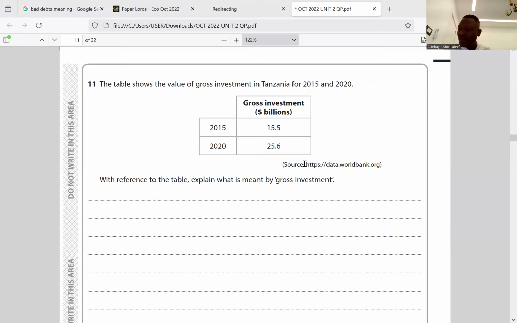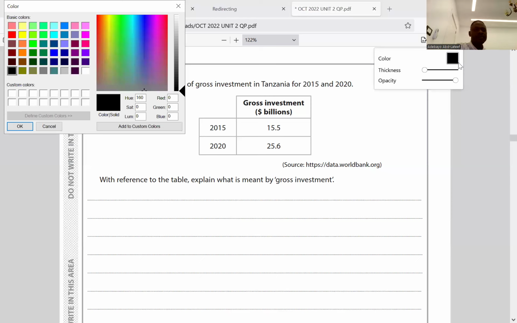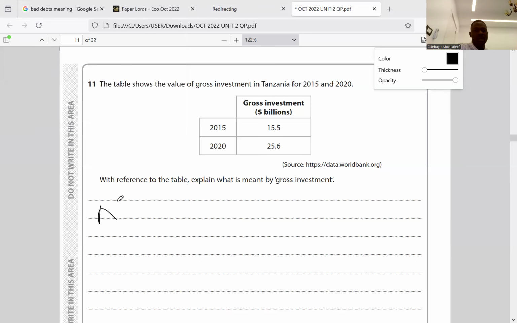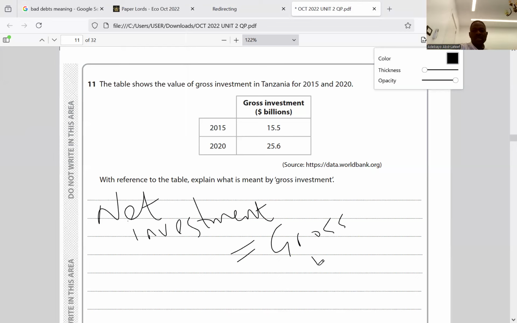Okay, so gross investment is net investment plus depreciation. With reference to the extract, gross investment in Tanzania increased from 15.5 to 25.6. So net investment equals gross investment minus depreciation.